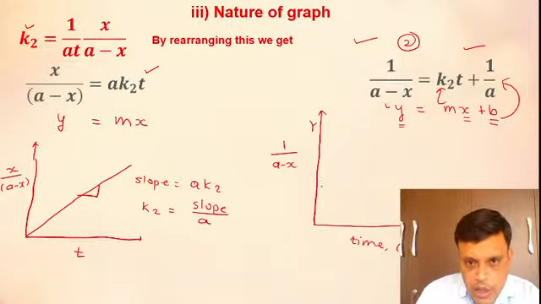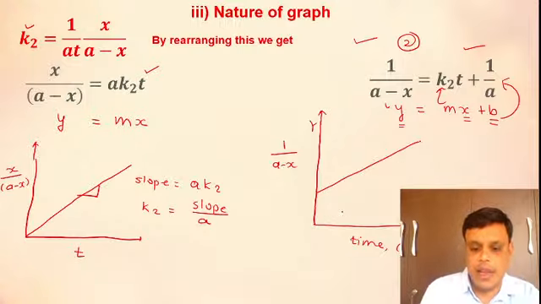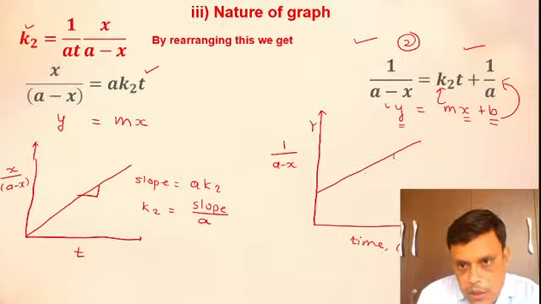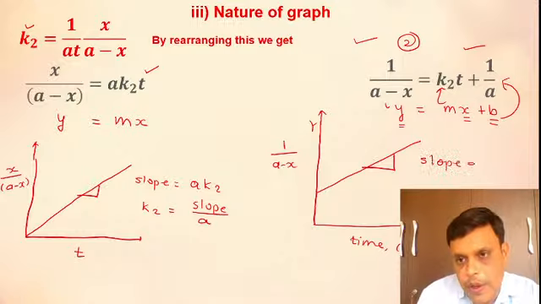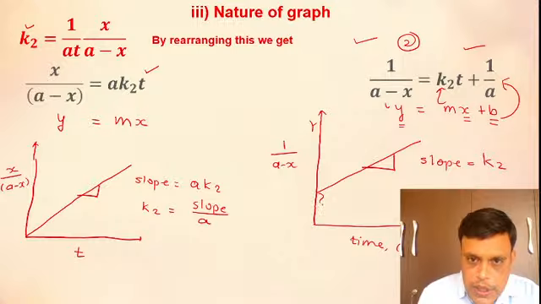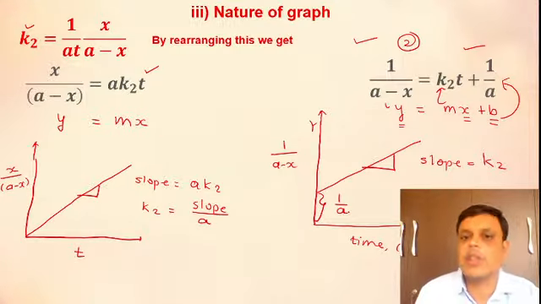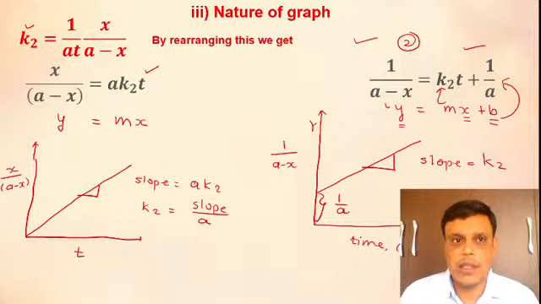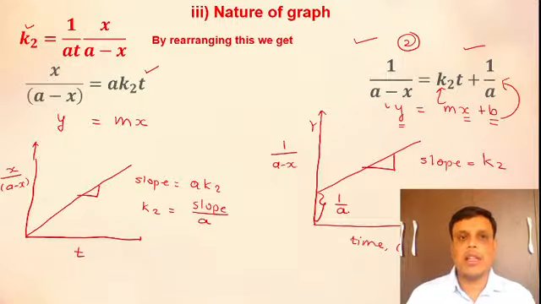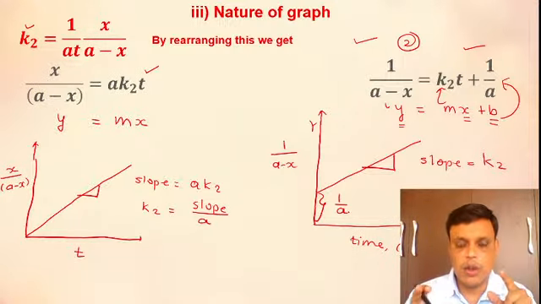So we will get a straight line like this. If you take the slope of this line, the slope is equal to K2. And the intercept on the y-axis is nothing but 1 by a. So this is for case 1. This is the nature of graph; two graphs are there for case 1.